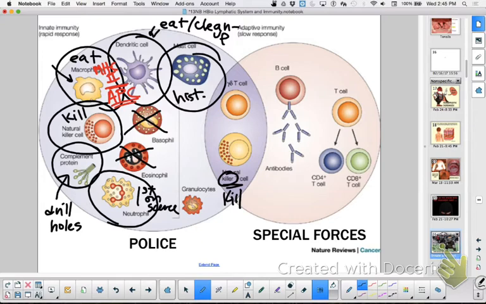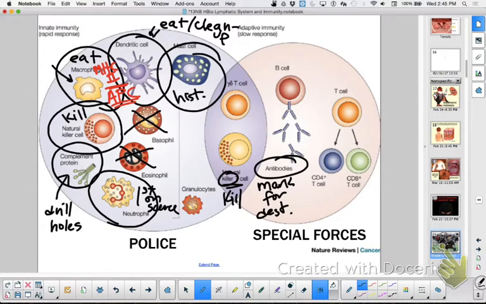Okay, let's talk about B cells. What do B cells make? B cells are all about what? Antibodies. Do antibodies kill anything? No. What do they do? They mark. Mark them. Mark for destruction.